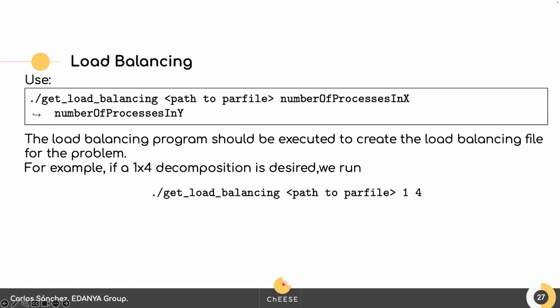Okay, so it is important to run this load balancing program to generate all the necessary files for the load balancing of your problem. And also, if you only have one GPU, you put 1 by 1 here, and all the computational domain is assigned to one GPU. But it is important to consider that if you have more than one GPU, you can divide your domain among them. Okay, we will see later in the examples.